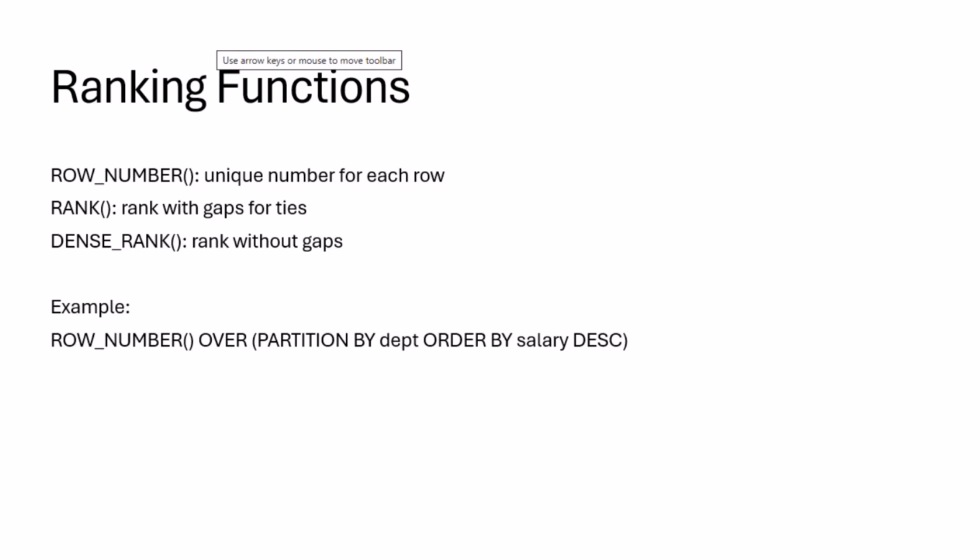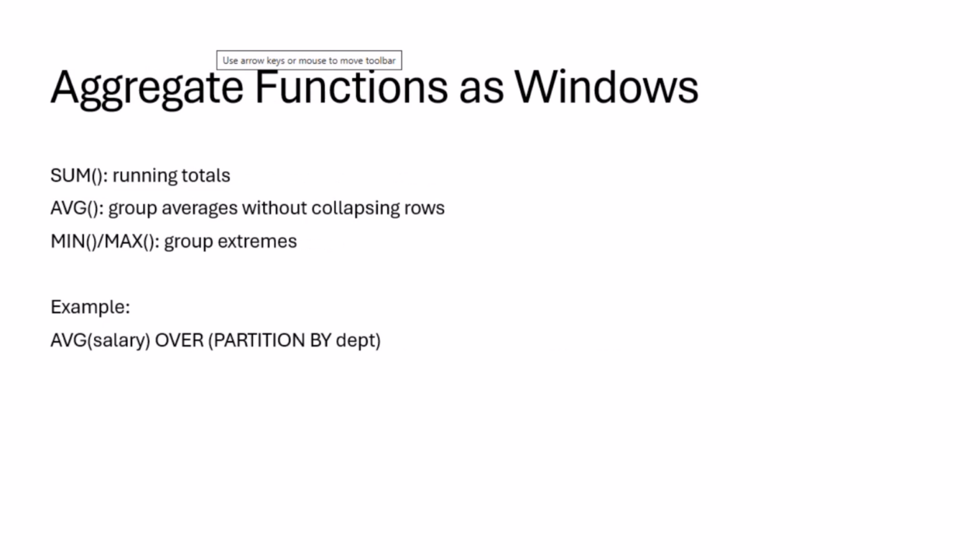That one does not account for ties. So even if two employees are earning the same salary, it will just give them numbers 1, 2, 3, 4, 5 till the last person in that department. Then when it moves to the next department, it starts again from 1, 2, 3, 4, in that order. Okay, so that's that with ranking functions.